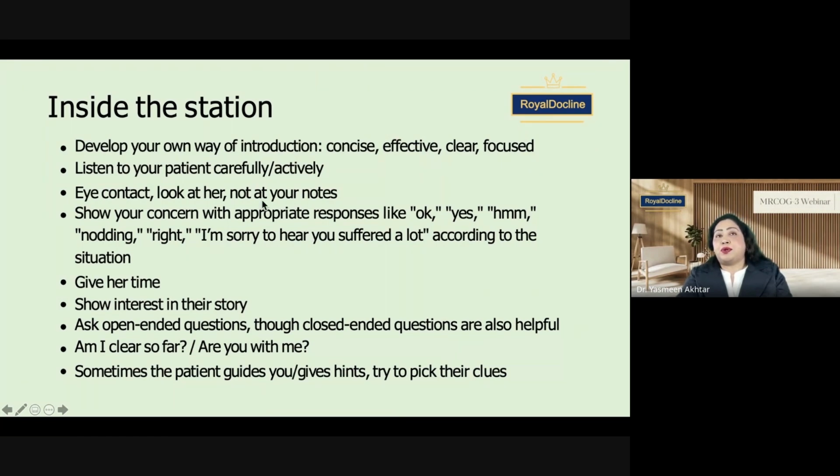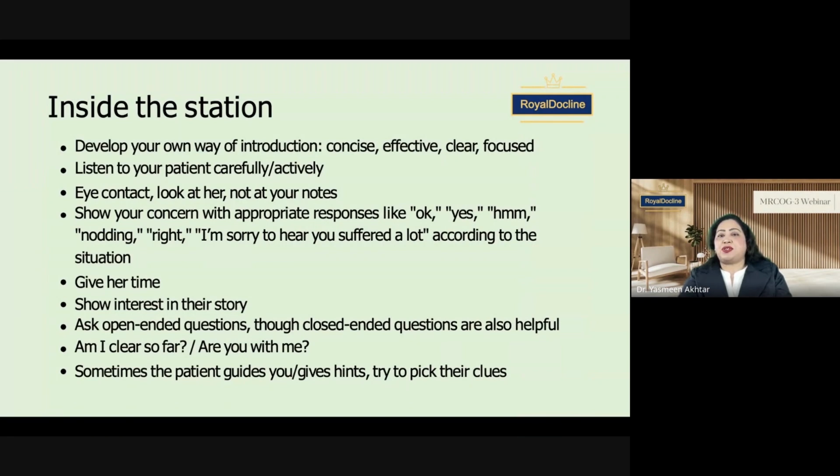If she says, oh, I suffered a lot in my last delivery. It was really very painful. There was a hematoma. They drained it. And I suffered a lot. I have to undergo a lot of things. This happened, that happened. You will say, oh, really? I'm really sorry to hear that. And you suffered a lot, according to the situation. I'm really very sorry about it. How are you feeling now? How are things now? Give her time. Show interest in her story. Don't be in a hurry to finish your station. Even if you don't finish your station, you are answering her concerns.